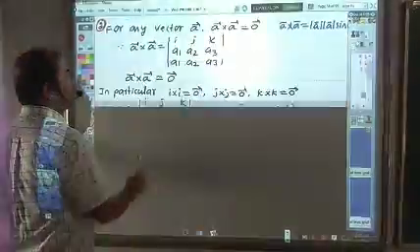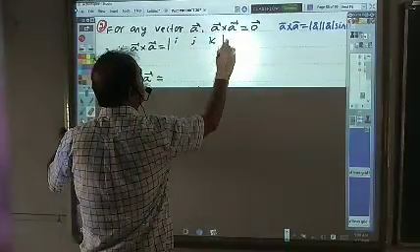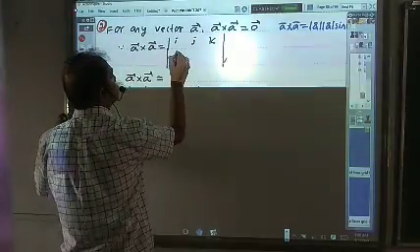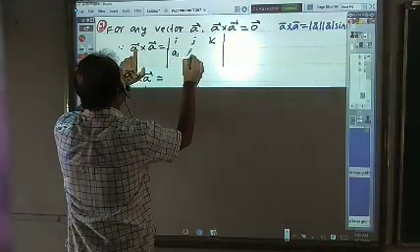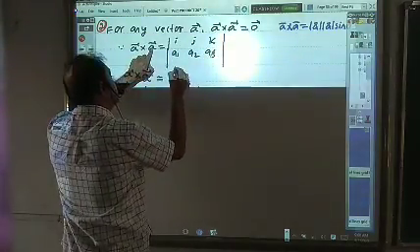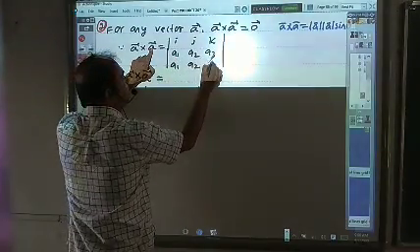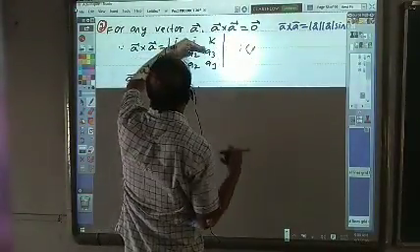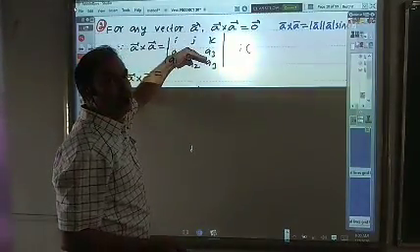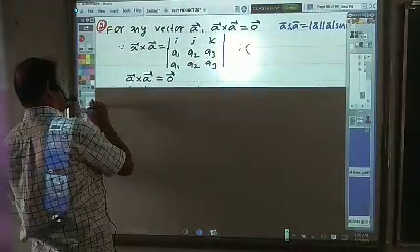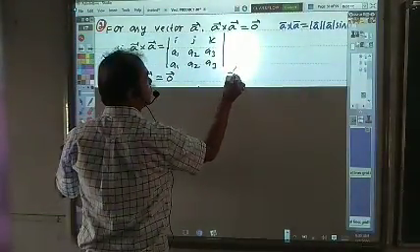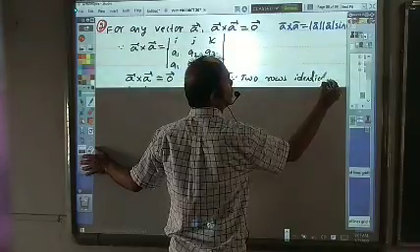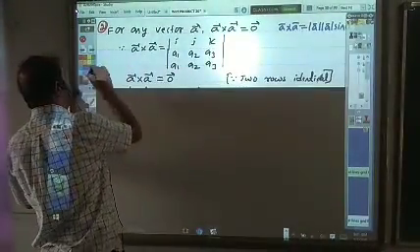Next one. For any vector A, A cross A is equal to 0. Write i, j, k, the components of the first vector A1, A2, A3, and the second vector is A again, A1, A2, A3. When you evaluate, applying the properties of the determinant, if two rows are identical, the determinant value is 0. Write this as the 0 vector, because two rows are identical. So A cross A is 0.